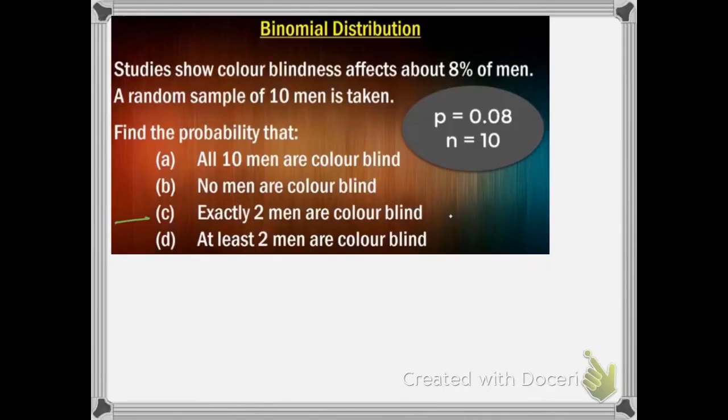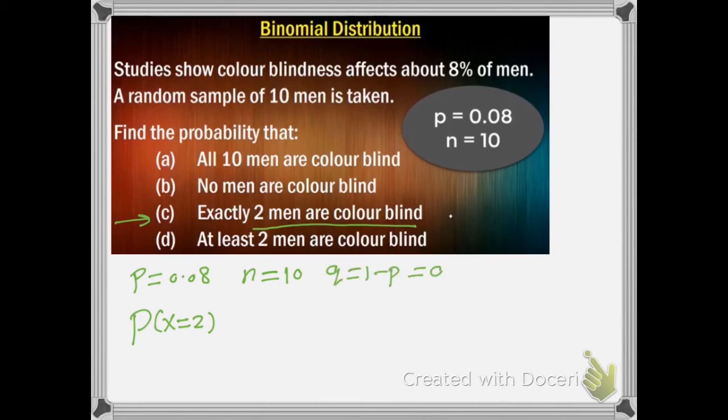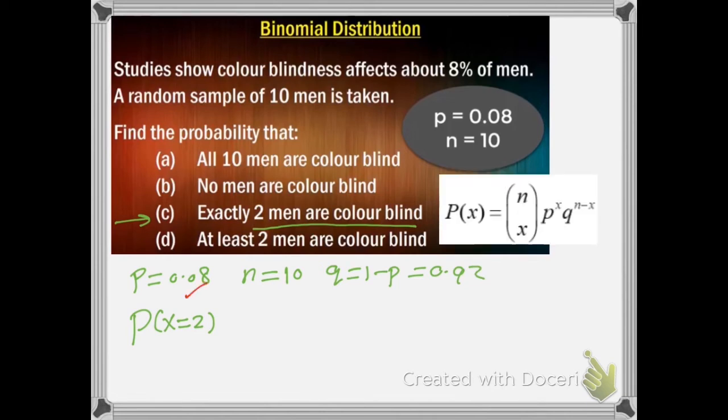In required 3, what is the probability that just 2 men are color blind? Then I am going to compute probability x equals 2. Again, I will remind you the probability of success is 0.08, the number sampled is just 10. At the same time, q, we computed it together, it gives us 0.92. Then I will use all of those details and substitute inside this formula.